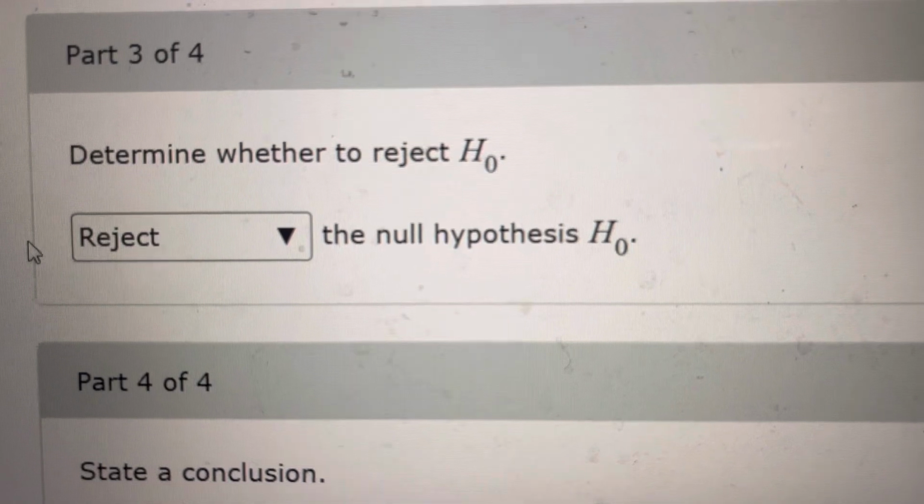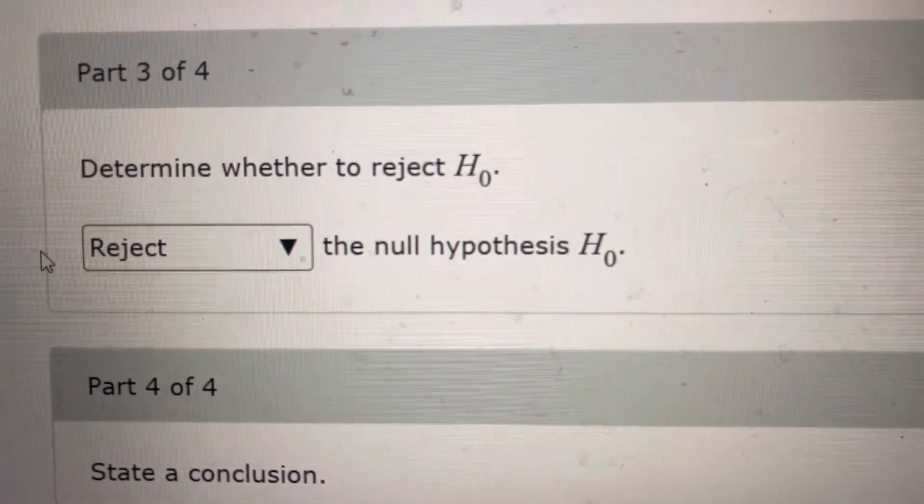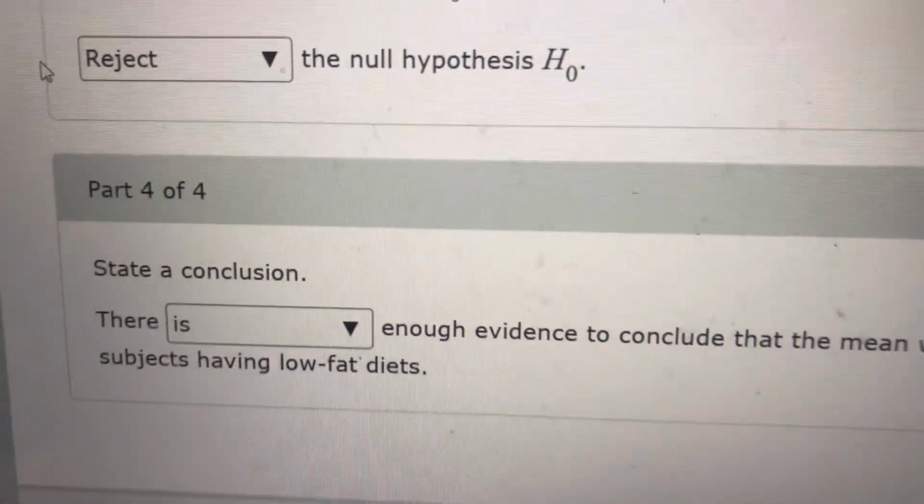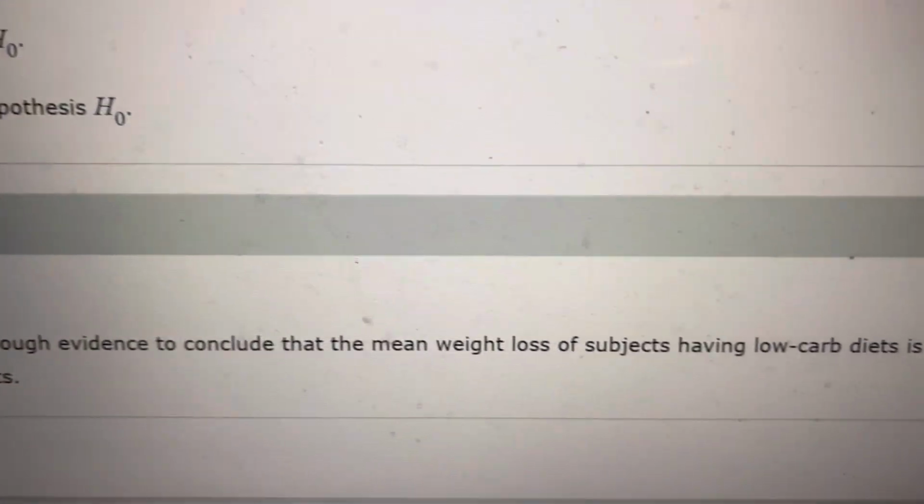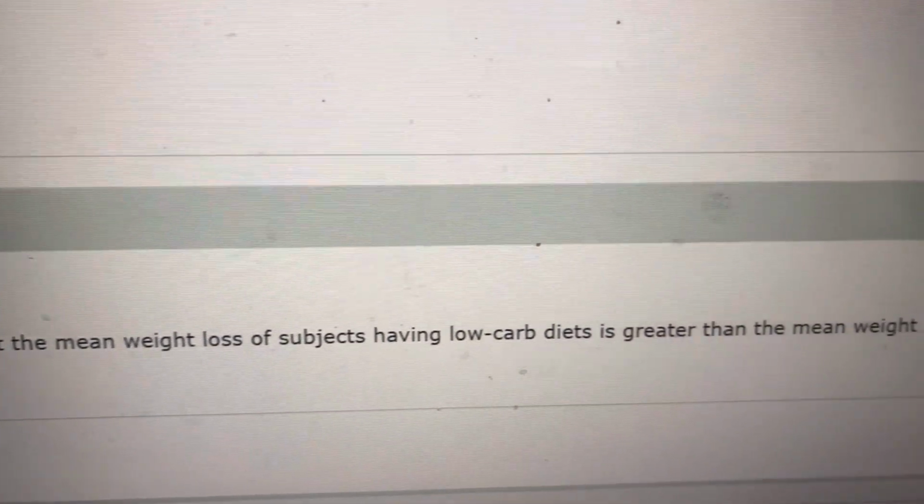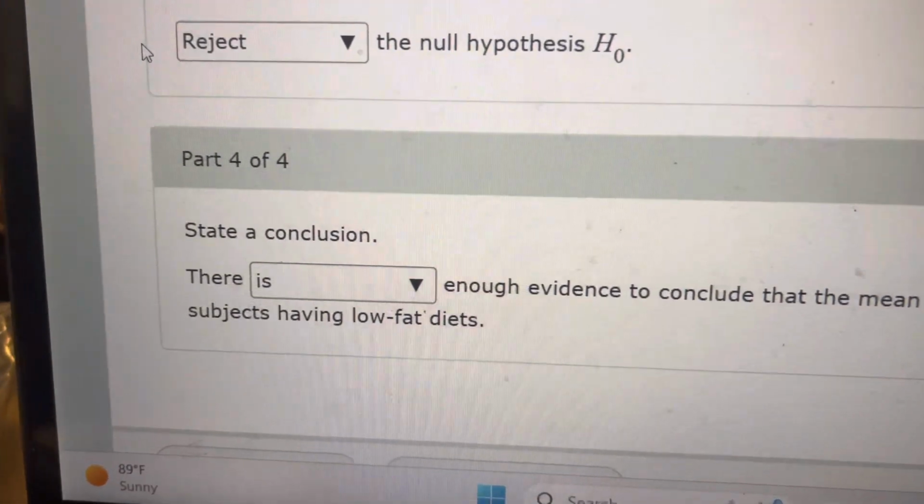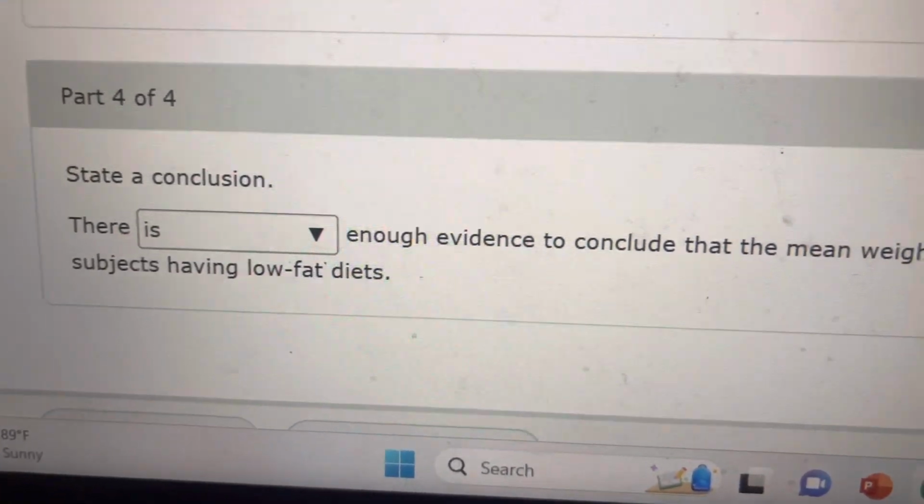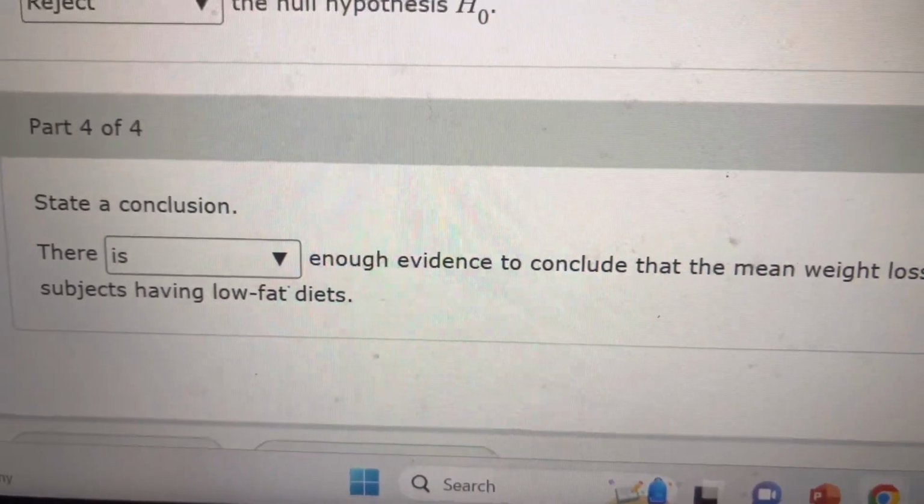All right, so for part 4, we have to state a conclusion. And since we reject the null hypothesis, there is enough evidence to conclude that the mean weight loss of subjects having low-carb diets is greater than the mean weight loss of subjects having low-fat diets. And if we didn't reject the null hypothesis, there would not be enough evidence to conclude this. So those were all the steps to complete the 2 sample statistics problems.